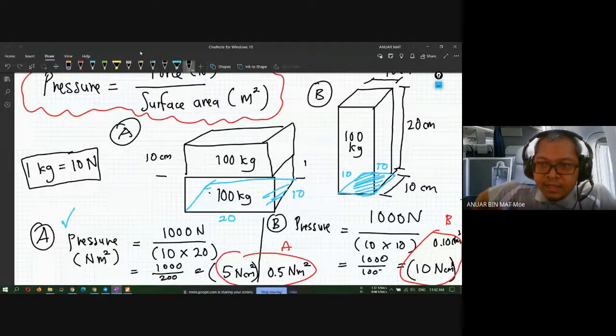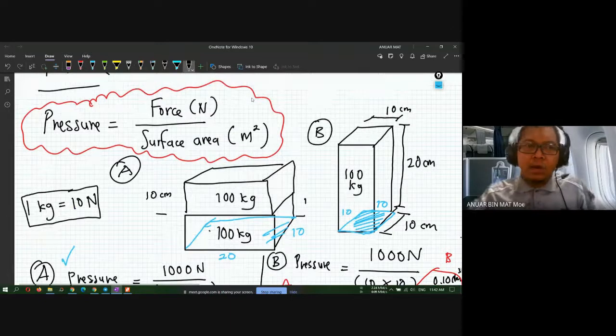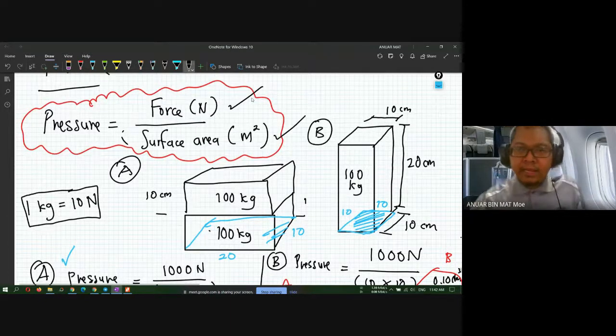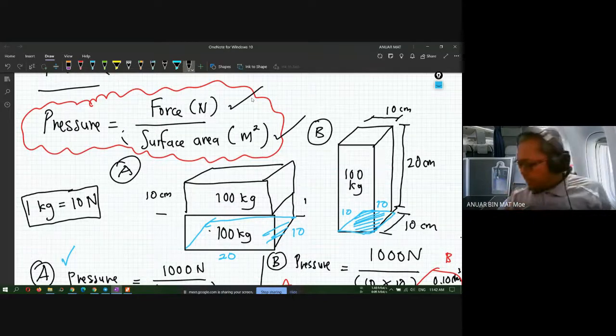Okay, boleh faham ini ya? If you take another block, the pressure will be equal. It depends on the force and the surface area of the object we want to measure the pressure of. Any question?